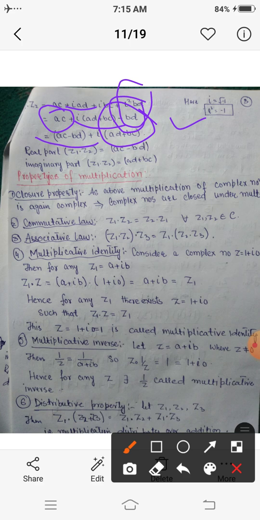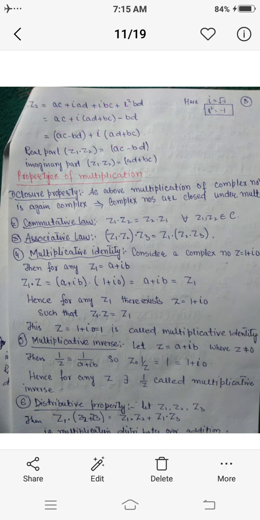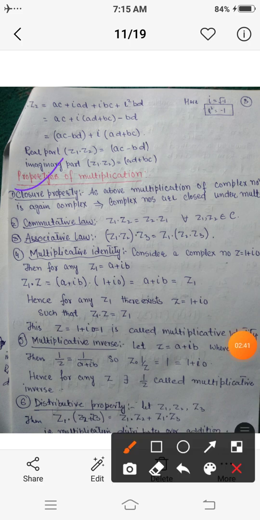Now the properties of this multiplication are as follows. The closure property you proved: z1 into z2 is again a complex number, which implies that the set of complex numbers is closed under multiplication, meaning if we multiply any two complex numbers we get a complex number, so it is closed.